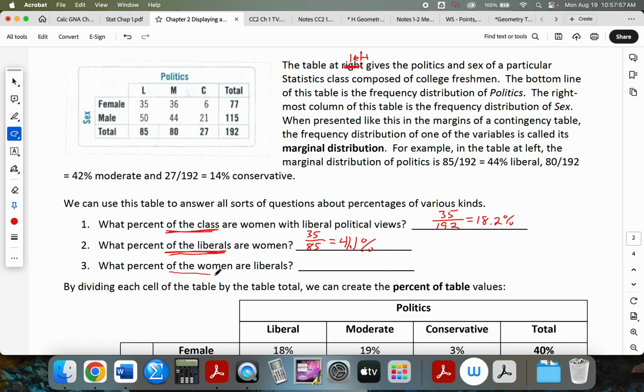What percentage of the women are liberals? So now I'm looking in this direction. 35 out of 77, which is 45.5%.